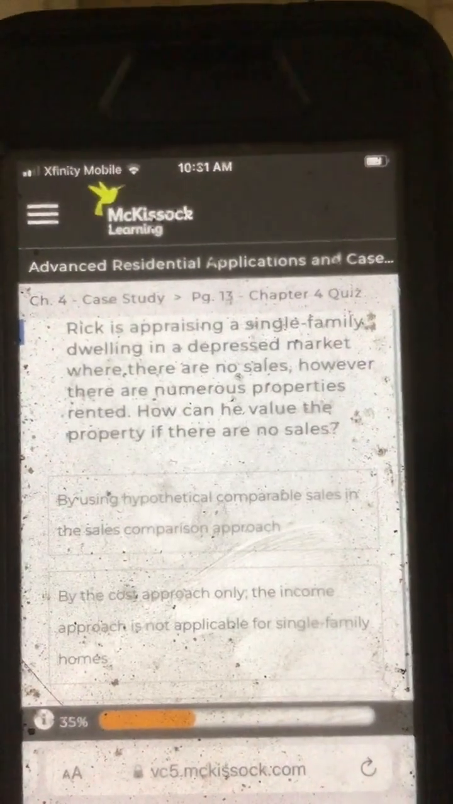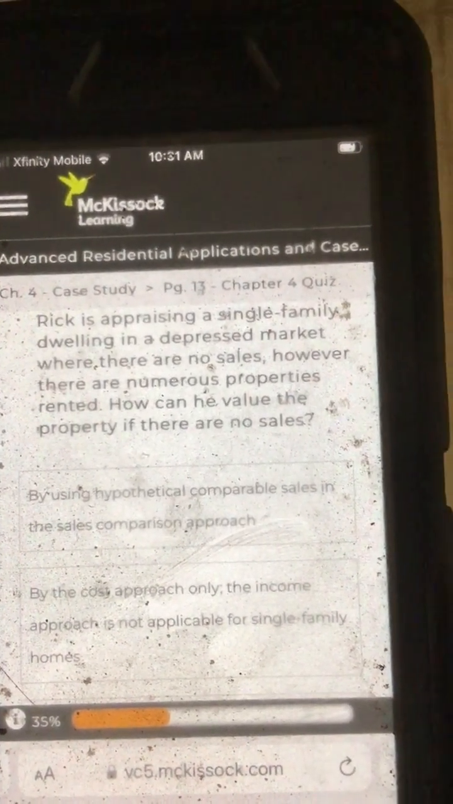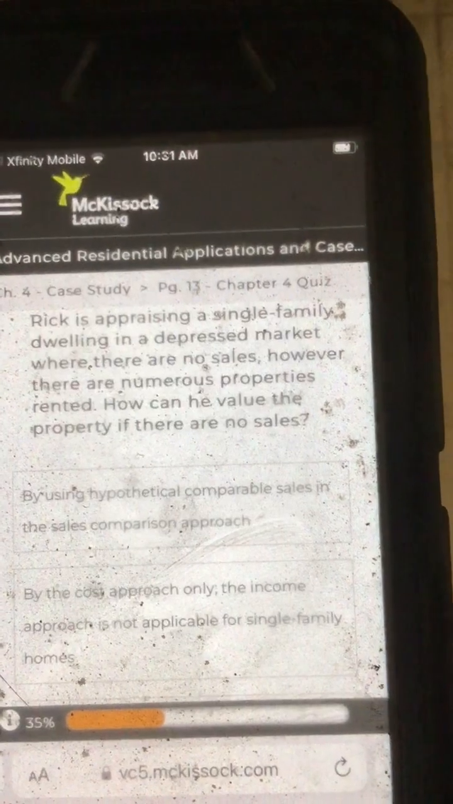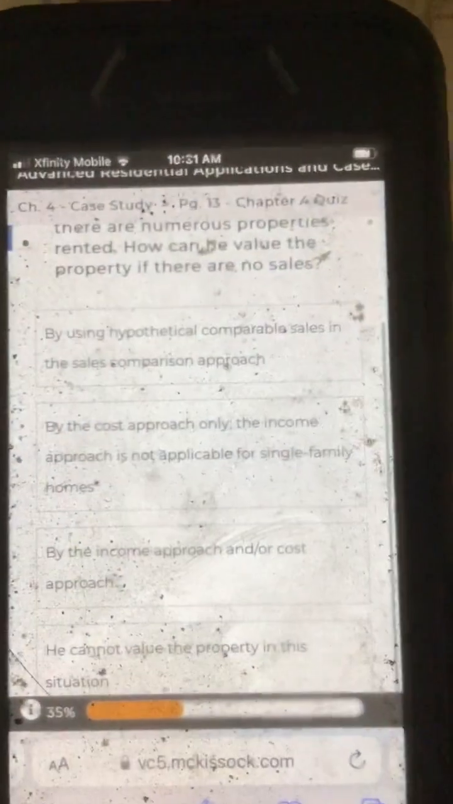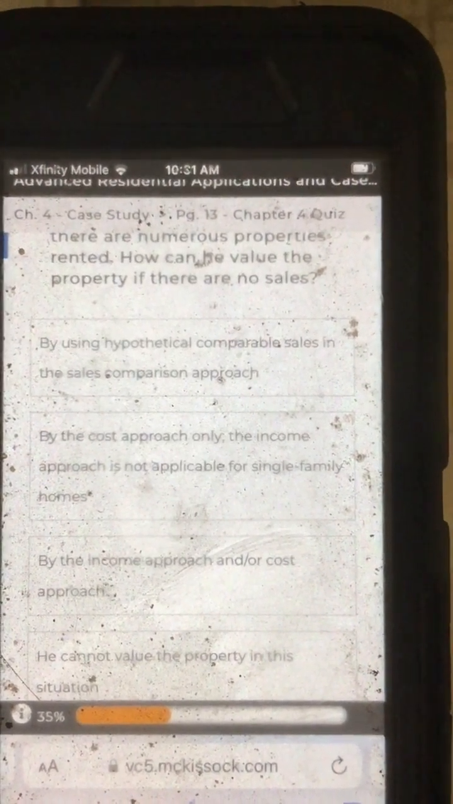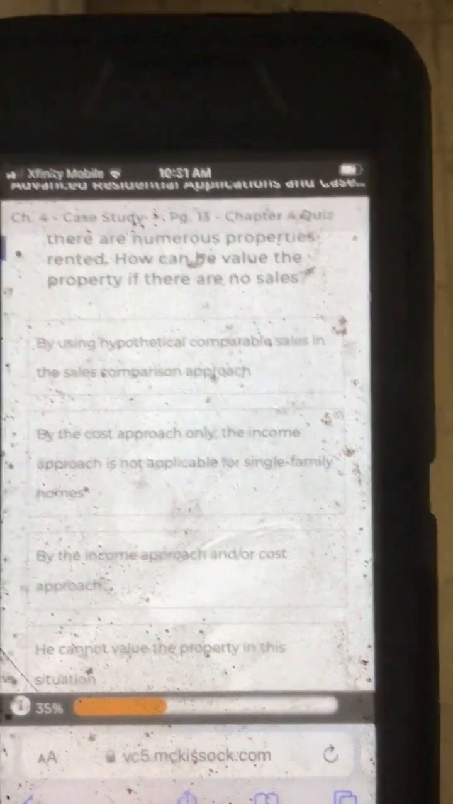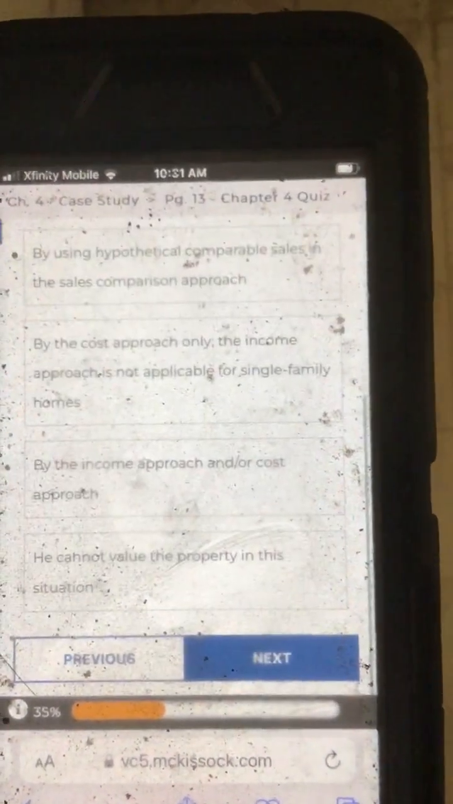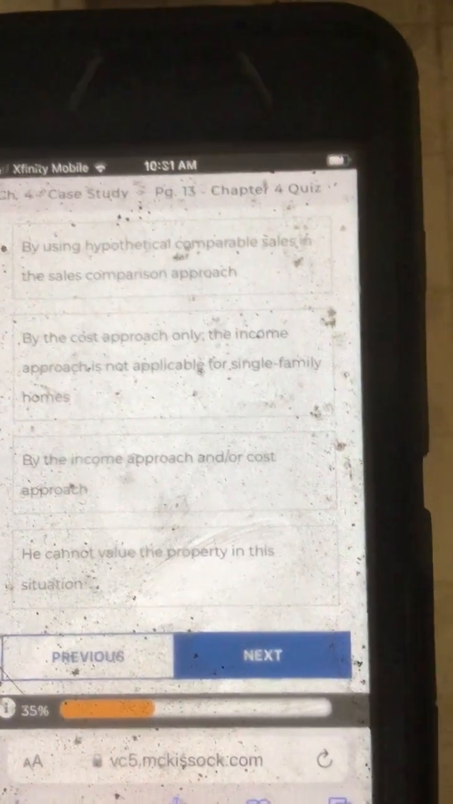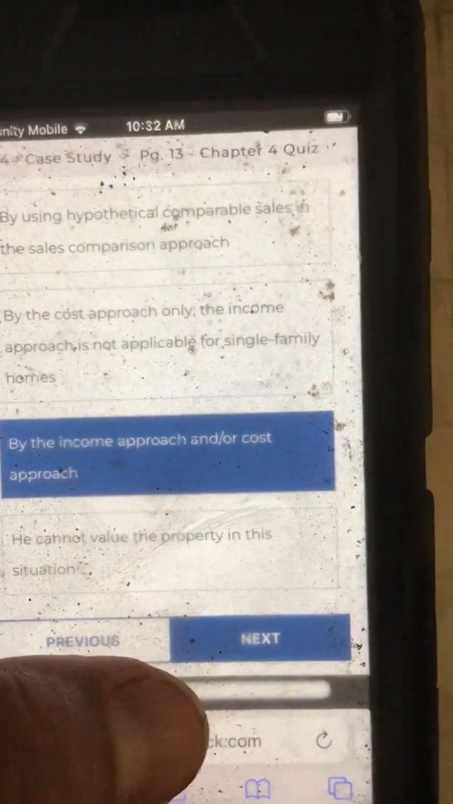Number 2, Rick is appraising a single-family dwelling in a depressed market where there are no sales. However, there are numerous properties rented. How can he value the property if there are no sales? A. By using hypothetical comparable sales in the sales comparison approach. B. By the cost approach only. The income approach is not applicable for single-family homes. C. The income approach and/or cost approach. Or D, he cannot value the property in the situation. I'm going C, the income approach and/or cost approach.